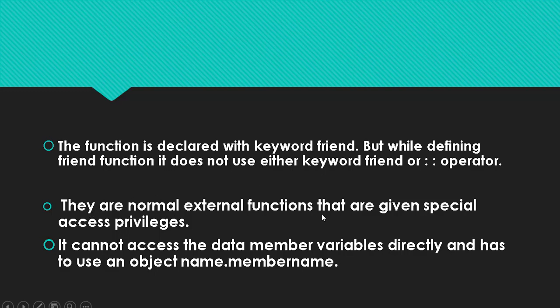They are normal external functions that are given special access privileges. They are not functions defined inside the class, but they are given access privileges in order to access the private and protected members of the class. Friend functions are just external functions. It cannot access the data member variables directly. It has to use the object name, dot, member name. In case the friend function has to access any members of the class, it has to use the object name, then the dot operator, and then the member name.